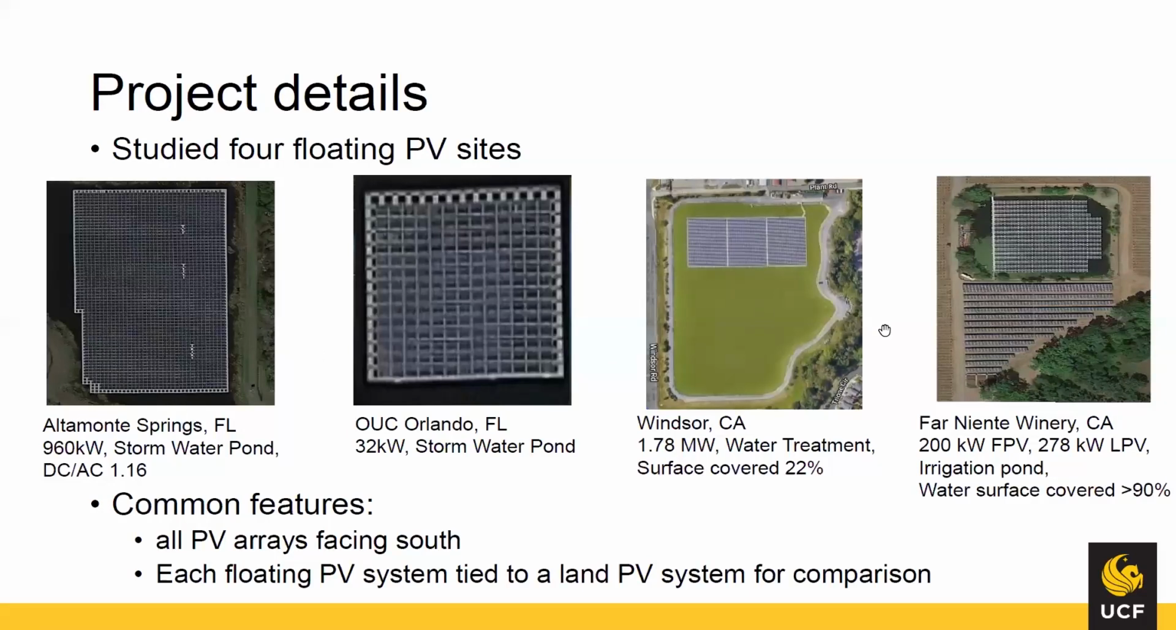In all 4 sites, a common feature is that all of them are facing south. We also tied each floating PV system to a land PV system for the comparison. For the other 3 sites, except the Farniente, the comparable land PV system was not situated close by. Some of them are some miles away. In one case, it's 50 miles. So it impacts the results as well.